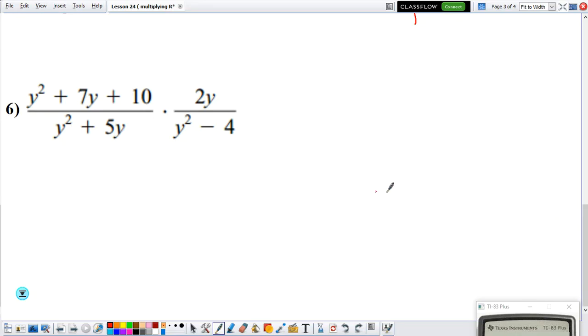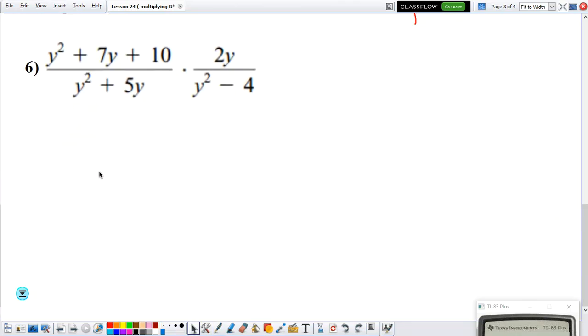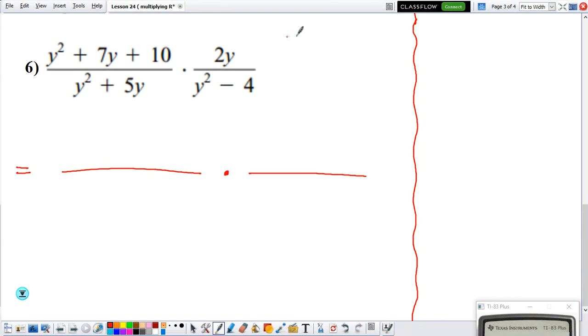Now let's look at our final example here. Same idea. It looks complicated, but we're going to take it one at a time. It's a lot of factoring. So again, the first thing I want to do is try to rewrite everything. So let's do the factoring here on the side. Look at the top expression, y squared plus 7y plus 10. How can I rewrite this expression?